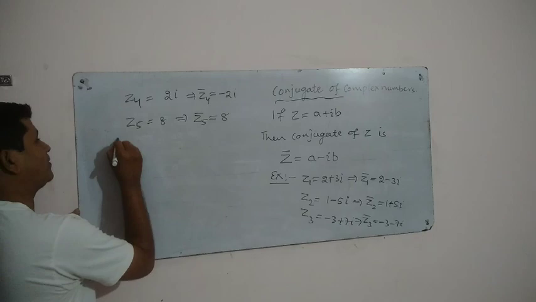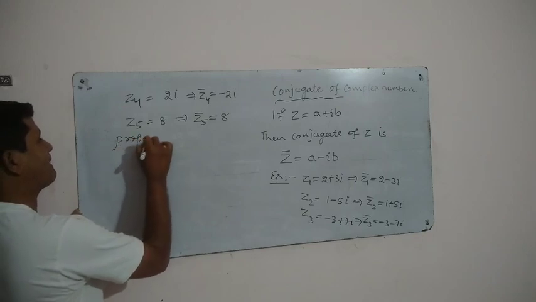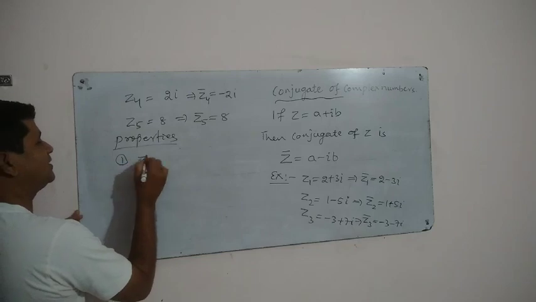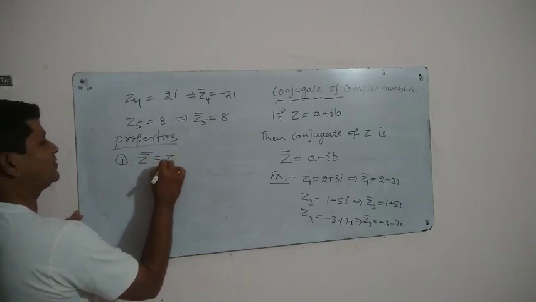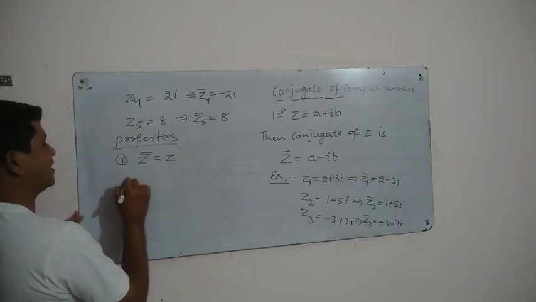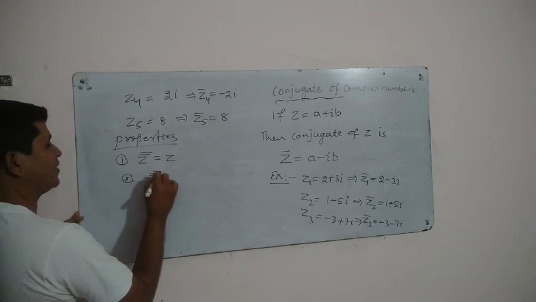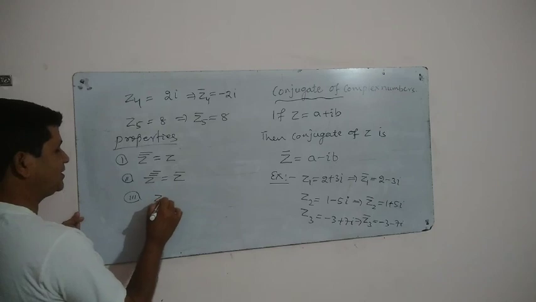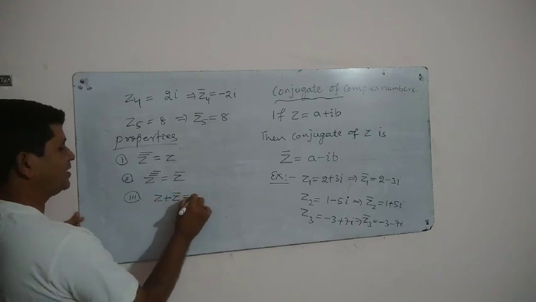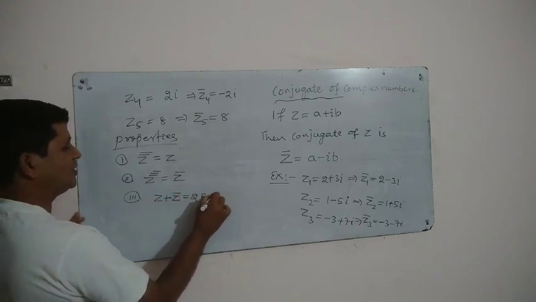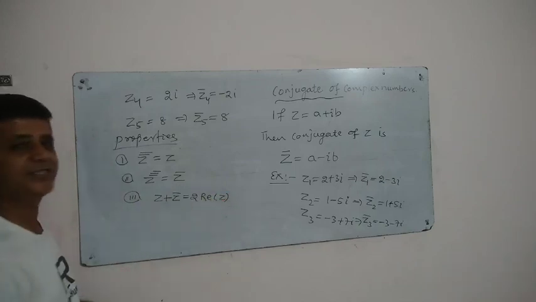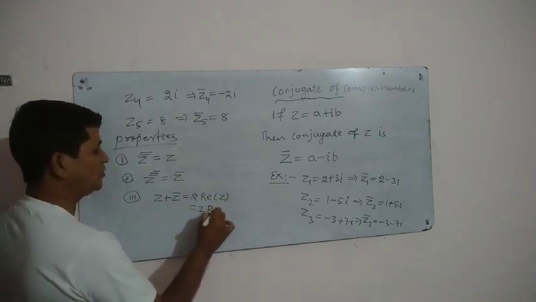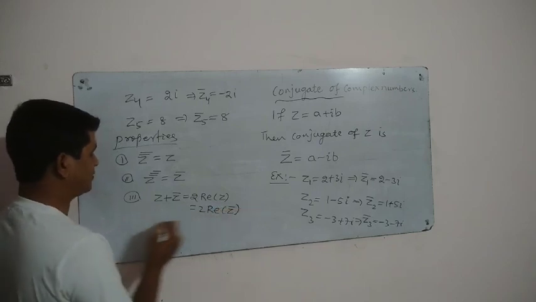Now come to its properties. First, Z double conjugate is equal to Z. Second, Z triple conjugate is equal to Z conjugate. Third, Z plus Z conjugate is equal to 2 into the real part of Z. Re Z means the real part of Z. This is also the same as 2 into the real part of Z conjugate.